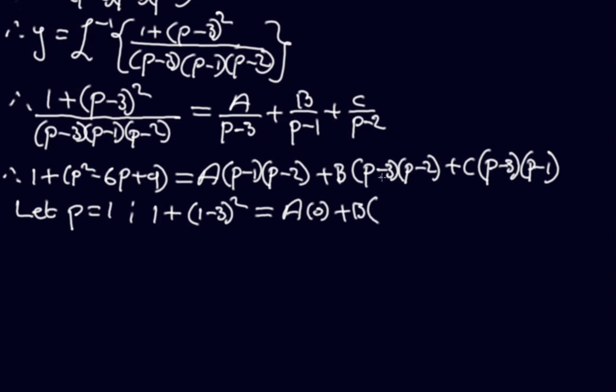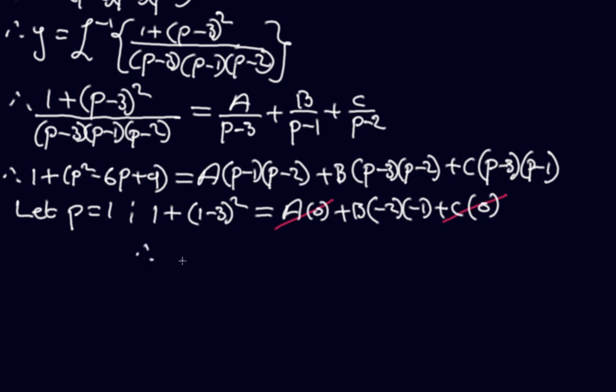So when p is 1, it means we're having a minus 2 here. 1, it means we have a minus 1 here. C involves a p minus 1, therefore we have a 0 here. So therefore you can see these two variables now are gone. We are left with one variable which you can easily obtain.